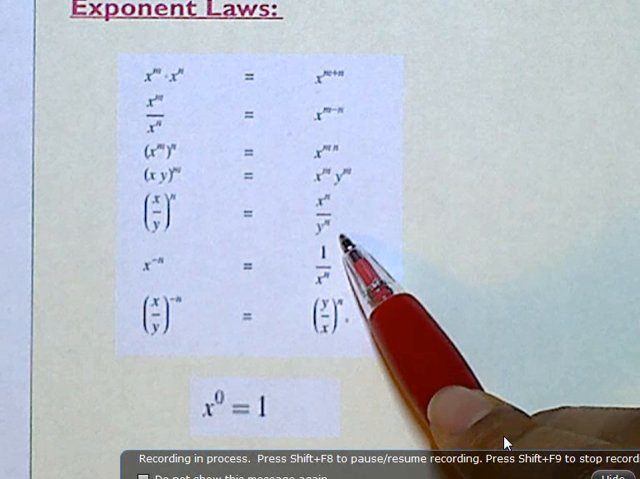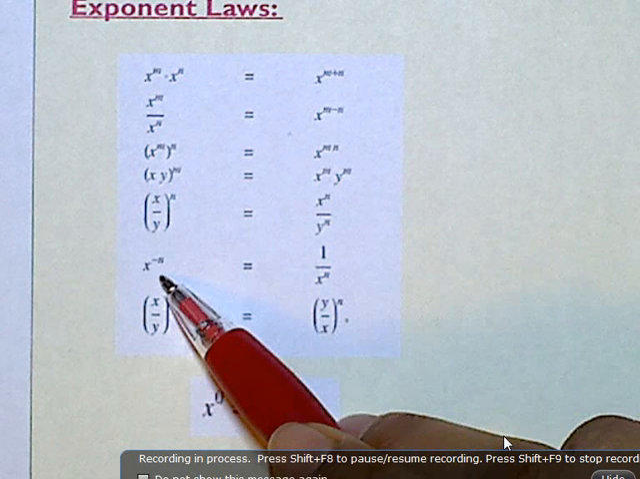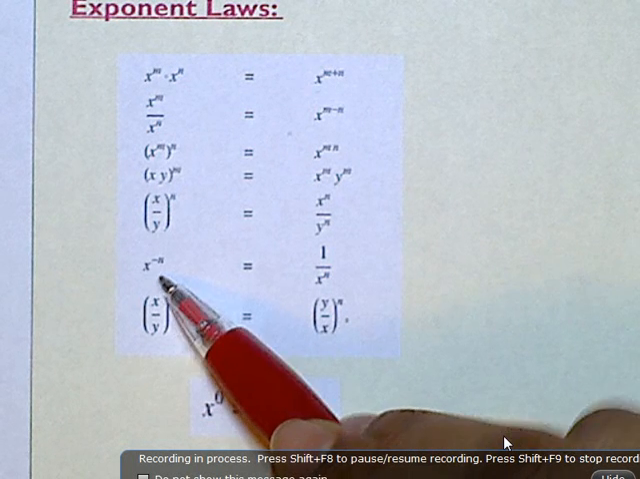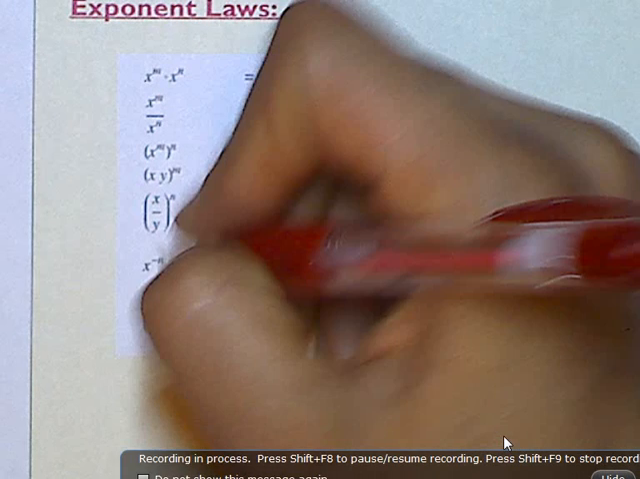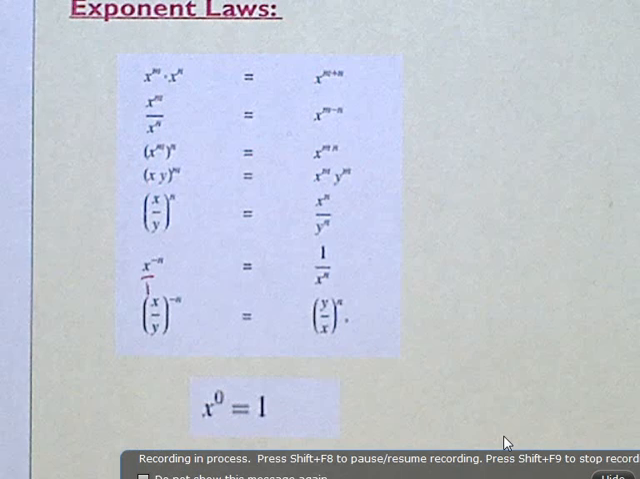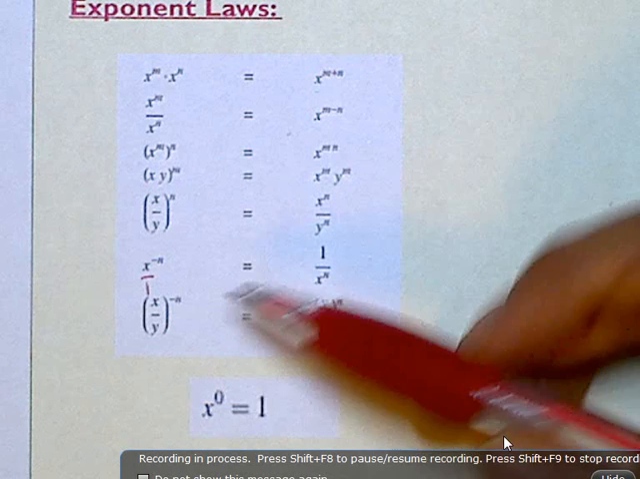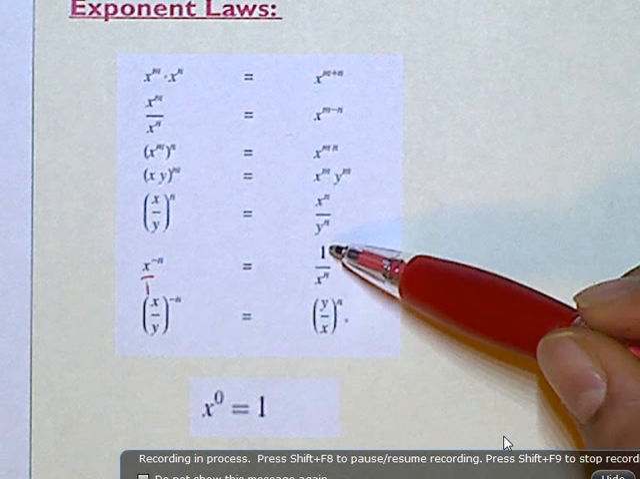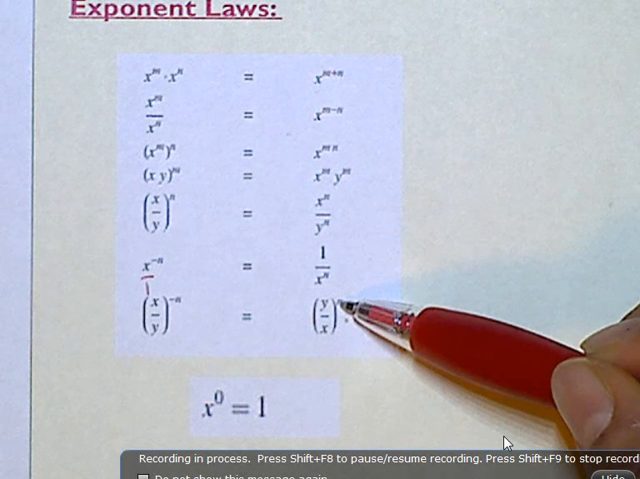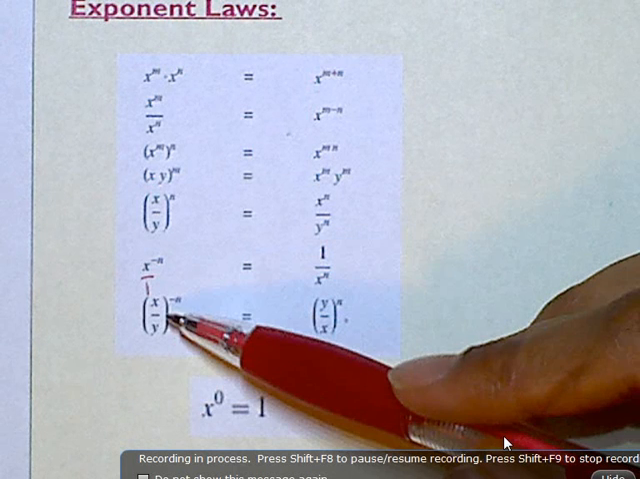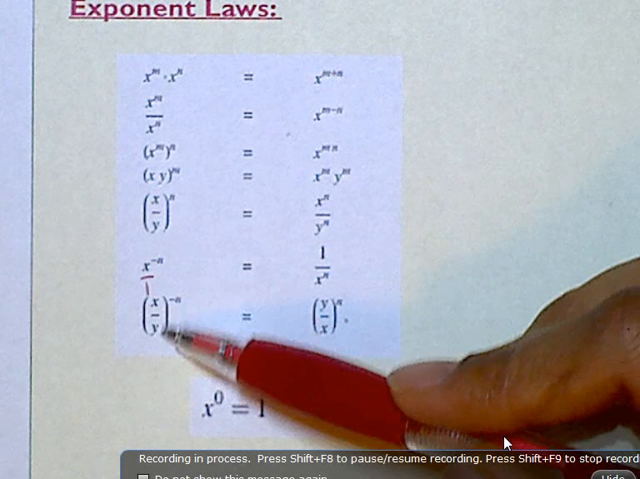Again, if you have a coefficient with a negative exponent, you flip your coefficient, so you take its reciprocal, and you're going to change that negative exponent to a positive exponent. And lastly, anything to the power of 0 is equal to 1. So those are exponent laws. Let's go ahead and apply them to an example.